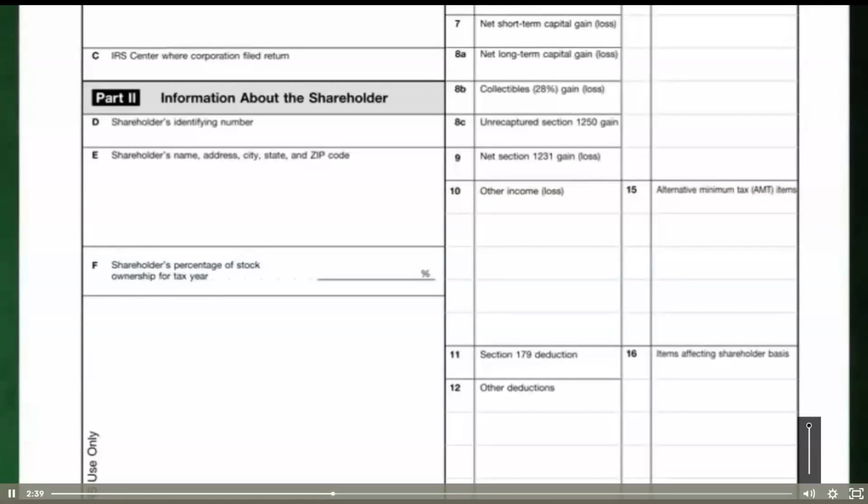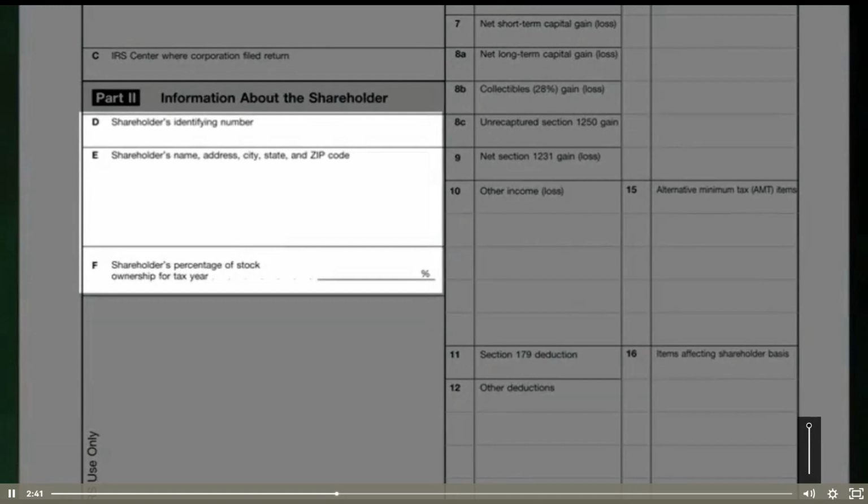In Part 2 of Schedule K1, you must report general information about the individual shareholders. If the corporation has only one or two shareholders and their percentage of ownership does not change throughout the tax year, the allocation is simple and the percentage remains constant from year to year. It is multiplied by the amounts reported on Schedule K to determine the pro rata share of each shareholder reported on Schedule K1. If there was a change in shareholders or in the percentage of stock ownership throughout the year, the allocation process may be complicated.